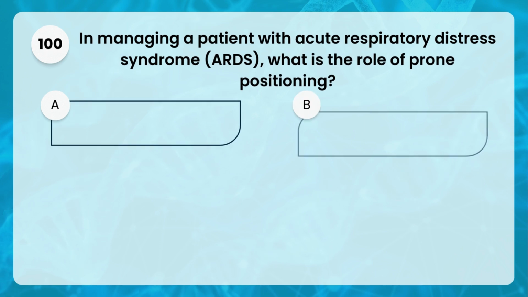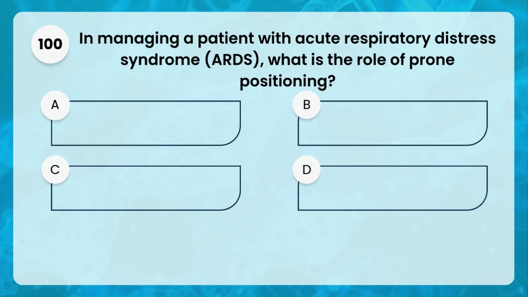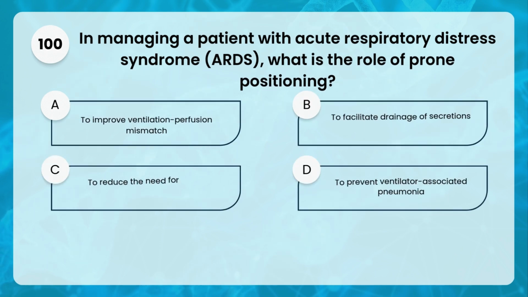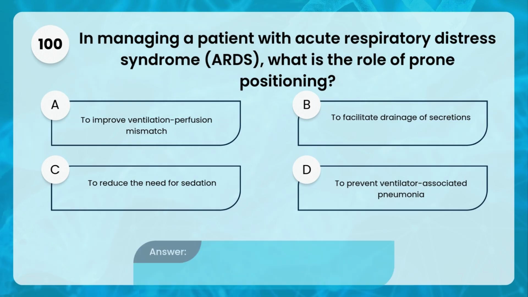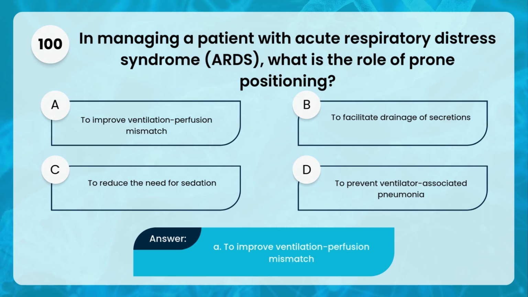100. In managing a patient with acute respiratory distress syndrome, ARDS, what is the role of prone positioning? A. To improve ventilation perfusion mismatch. B. To facilitate drainage of secretions. C. To reduce the need for sedation. D. To prevent ventilator-associated pneumonia. The answer is A. To improve ventilation perfusion mismatch.